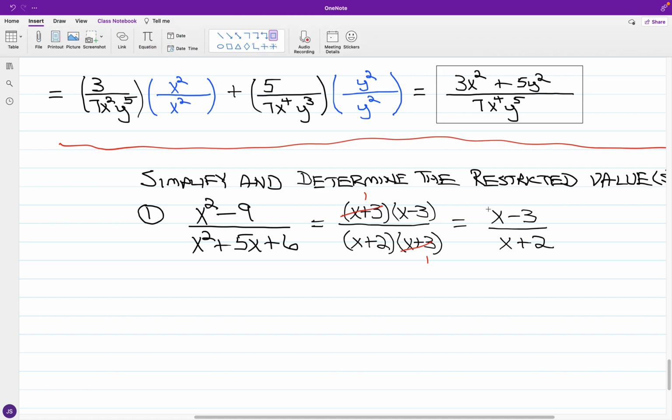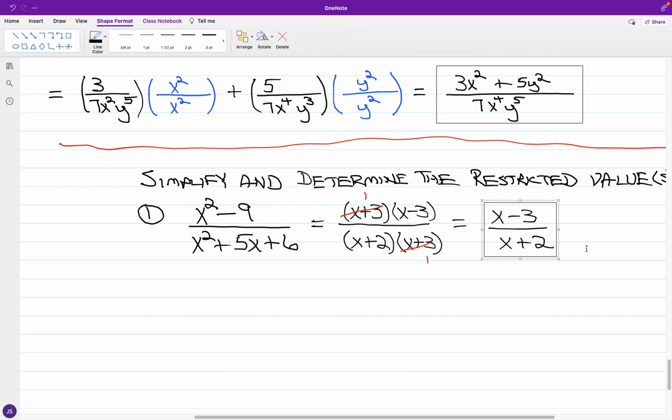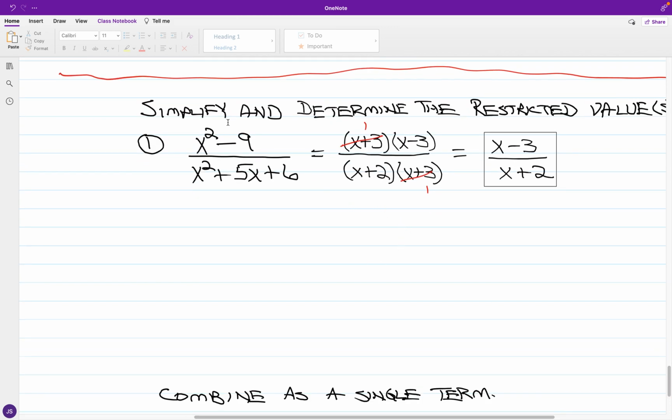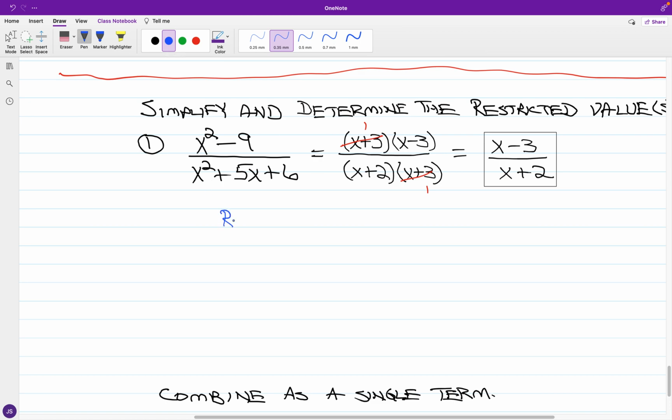All right. So this is a simplified form, but it's not like the exact same terms. We're just looking at a proportion. Now for the restricted values. Now the restriction is going to be, again, that the denominator cannot be 0.